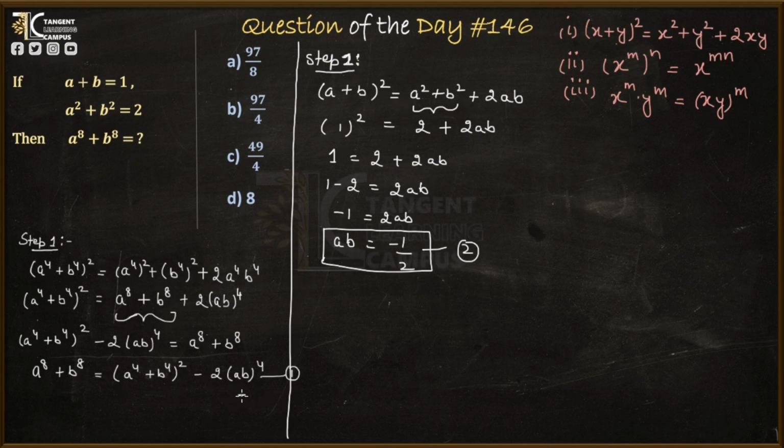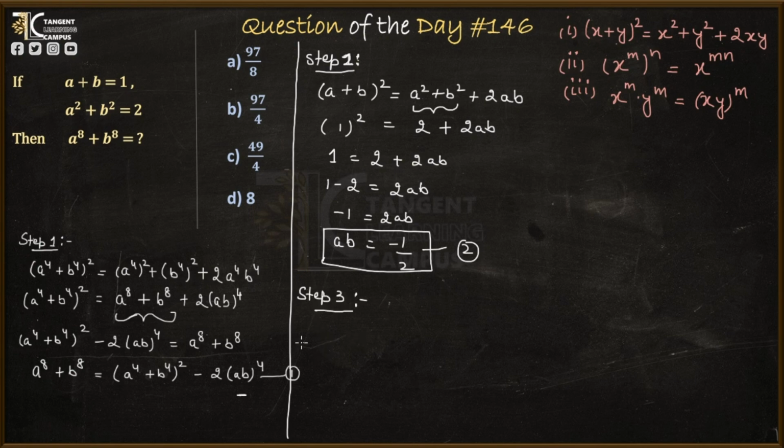Now we have found the value of ab. Now what we need to find? a to the power 4 plus b to the power 4. So let us find out this value as well. So let us move on to step 3.